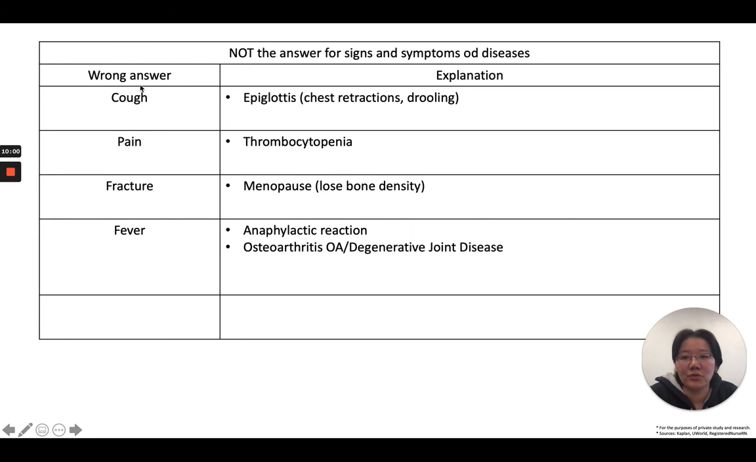Epiglottitis does not produce cough. It has chest retraction and drooling. So that way, next time when you see it, these questions tend to trip you up. They are select-all-that-apply questions: here's the condition, here are the signs and symptoms, and which one doesn't relate to the condition.